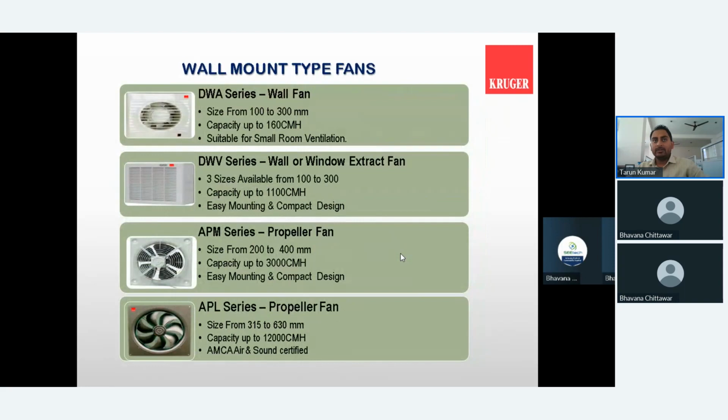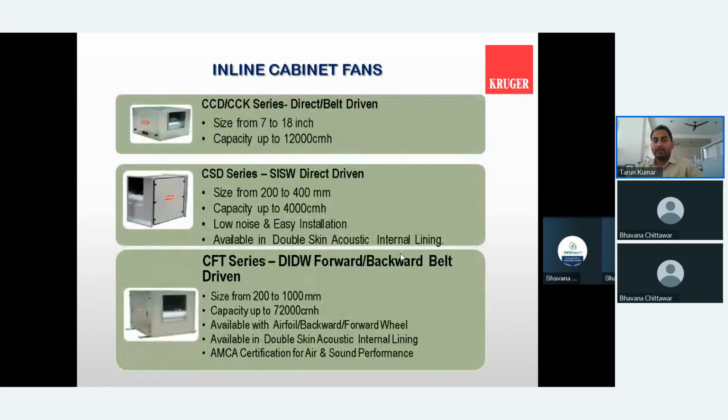Then further in the domestic segment, we come to the propeller fan. The propeller fan is used for normal toilets, for office exhaust, and for fresh air applications, where we have a multiple product range which can cater to your CFM. You can say from 100 mm static up to 5 to 7000 CFM, which can be used for any kind of exhaust as well as for fresh air application.